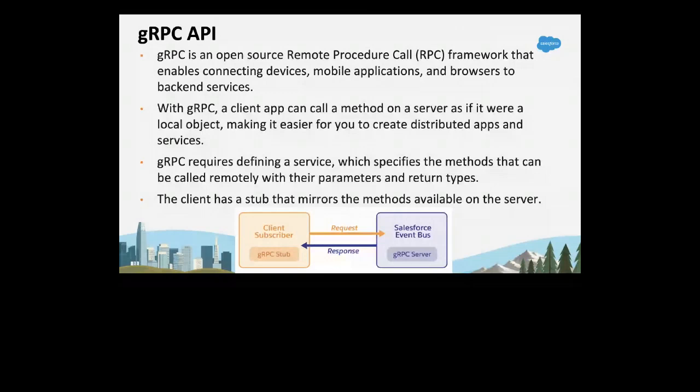Also, gRPC requires defining a service which specifies the methods that can be called remotely with their parameters and return types. This is the same concept we have with functions or methods, where you can pass parameters remotely, and we have to define the return types as well. That way it will be easy for the client subscriber to get the details. As I said, the client has a stub that mirrors the methods available on the server, so you will find the exact methods in your stub on the client subscriber side.